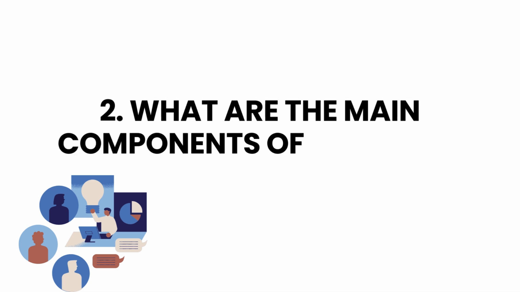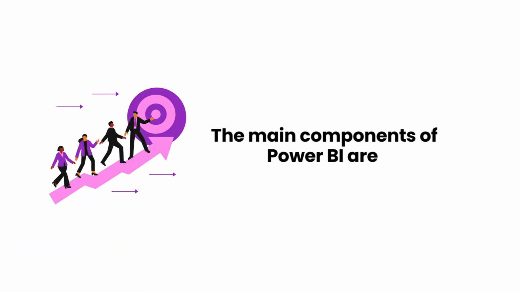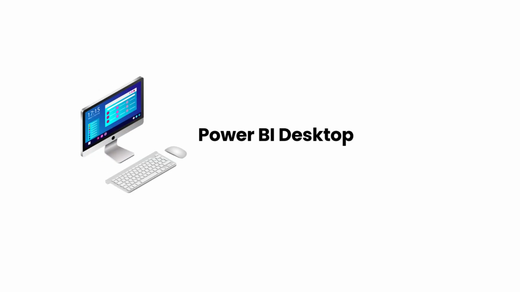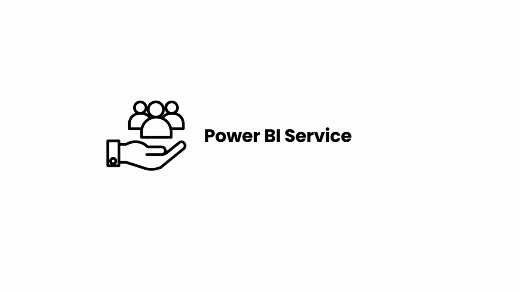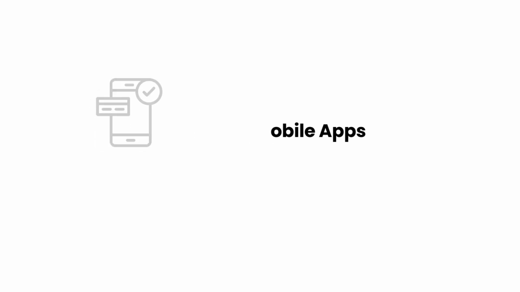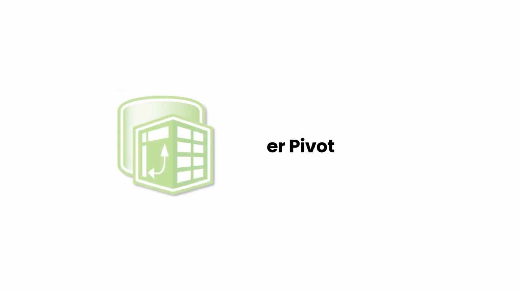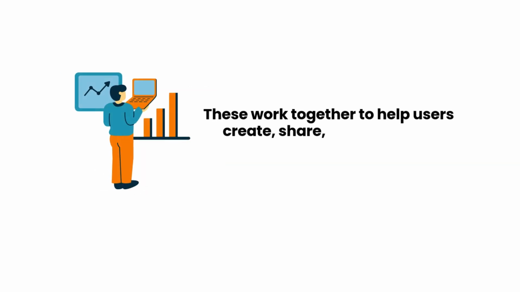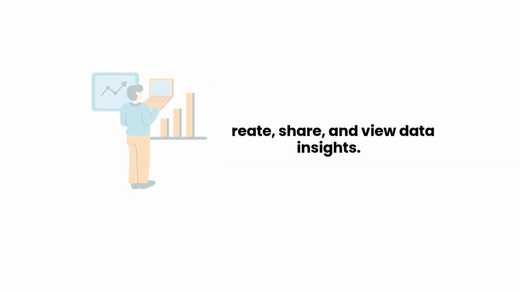2. What are the main components of Power BI? The main components of Power BI are Power BI Desktop, Power BI Service, Power BI Mobile Apps, Power Query, and Power Pivot. These work together to help users create, share, and view data insights.